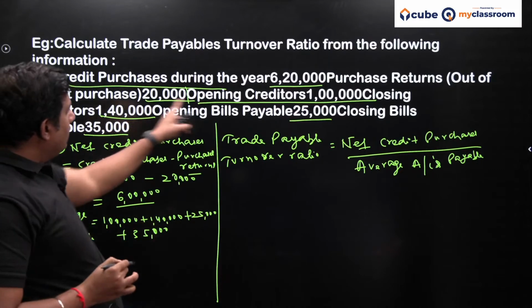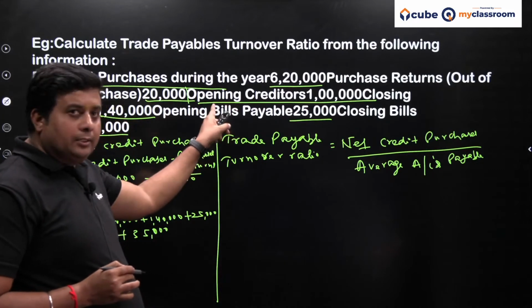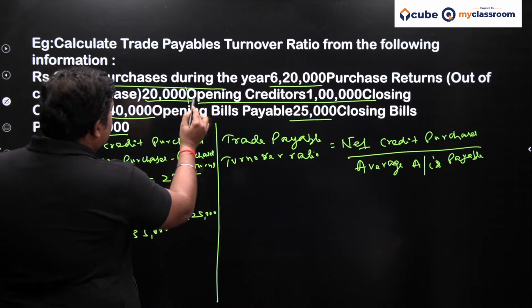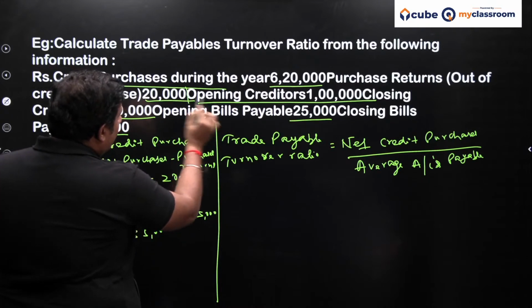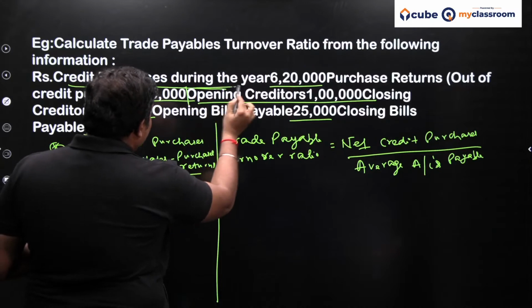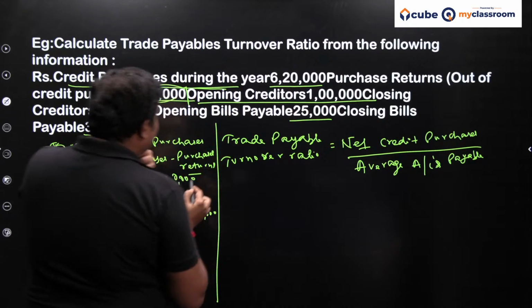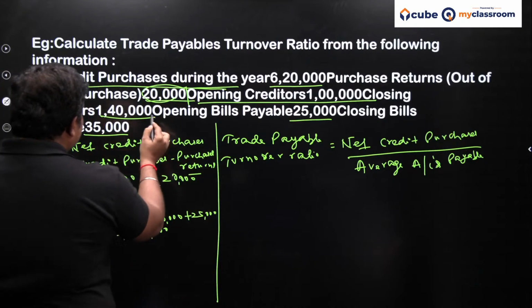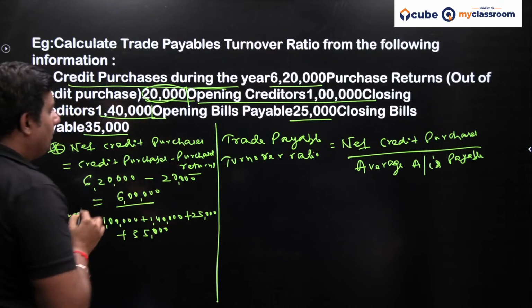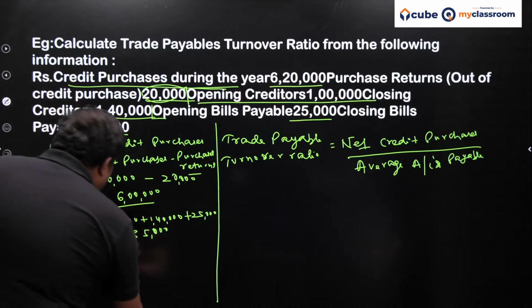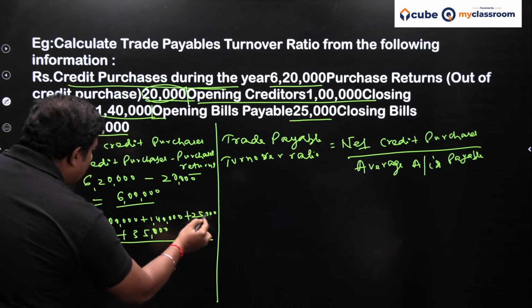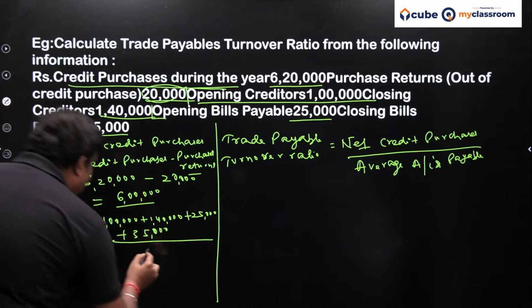There is a little silly error here, the 20,000. So from here you can only consider this 20,000, and this O is for opening creditors. Similarly here also, this O is for the opening bills payable, right? So 1 lakh plus 1,40,000 plus 25,000 plus 35,000 divided by 2.